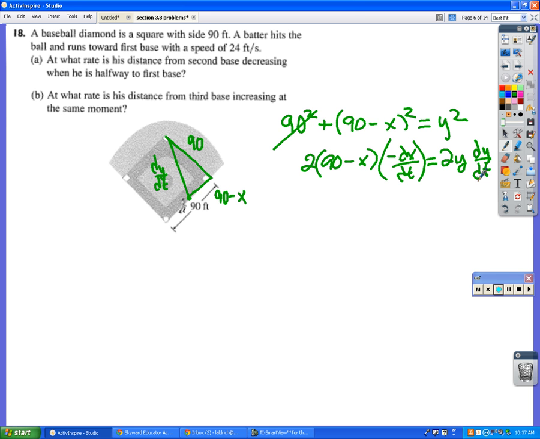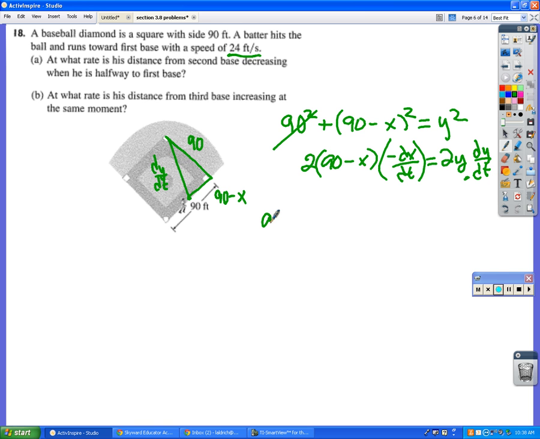We know what x is now, because Bua said it was 45. We know what dx/dt is, because it gives us the speed at which they're running to first base. We don't know what y is, but you can figure it out, right? Because you know at this instant that this is 45, this is 90, so you can figure out what that distance is, and then we're trying to find dy/dt, okay?